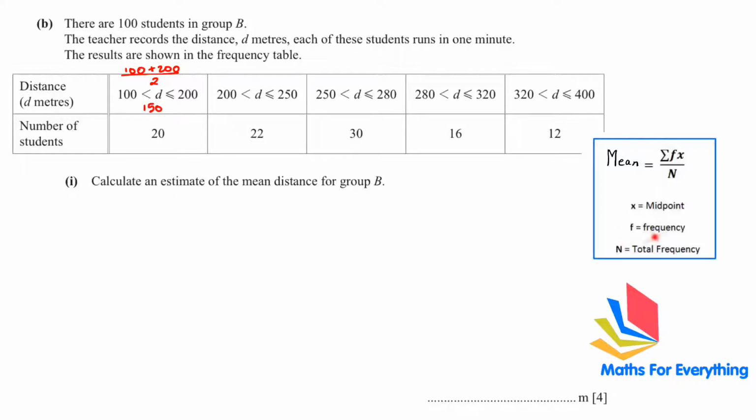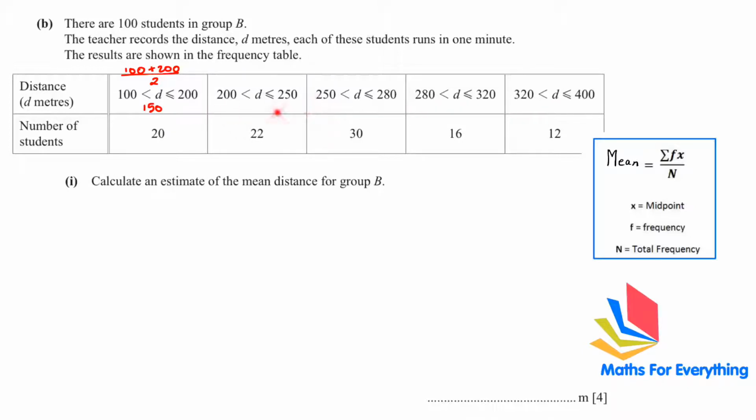And then f is your frequency. These are your frequencies. So the midpoint multiplied by the frequency, and the sigma sign here means you have to add it. So you multiply all the midpoints by the frequencies, and then add all the values, divided by n. n is the total frequency. The first thing we will do is find the midpoint of all these numbers.